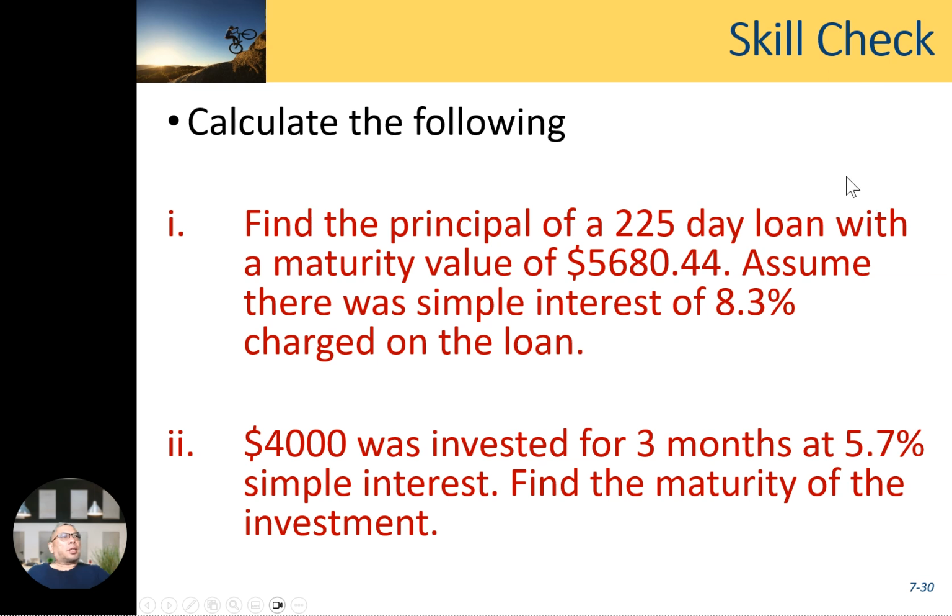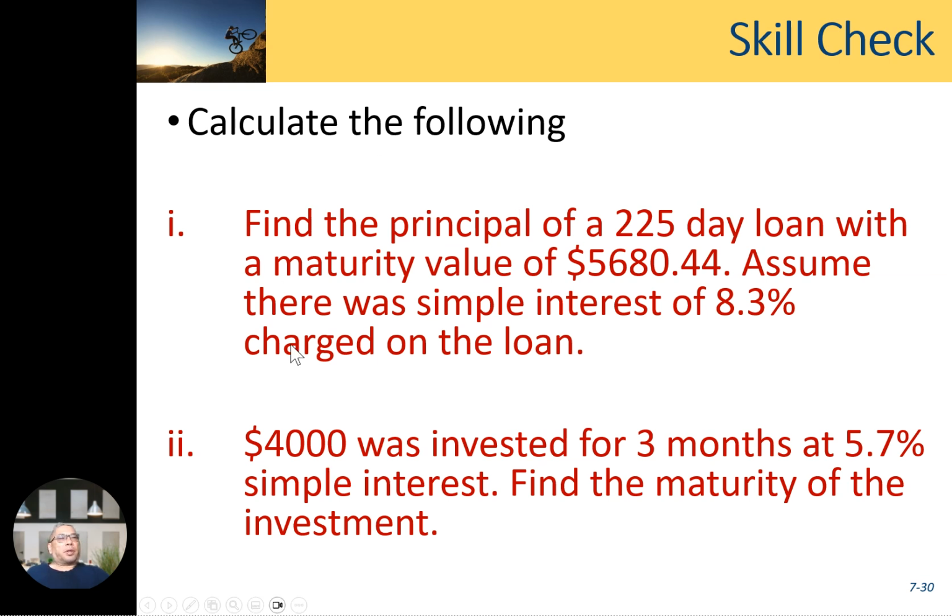We have a skill check here. Calculate the following. Number 1, find the principal of a 225-day loan with a maturity value of 5680.44. Assume there was a simple interest rate of 8.3% on the loan. Then number 2, 4,000 was invested for 3 months at 5.7% simple interest, and find the maturity value of the investment. So you're going to get this.